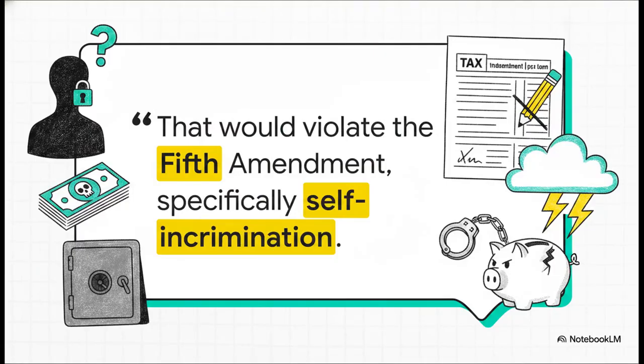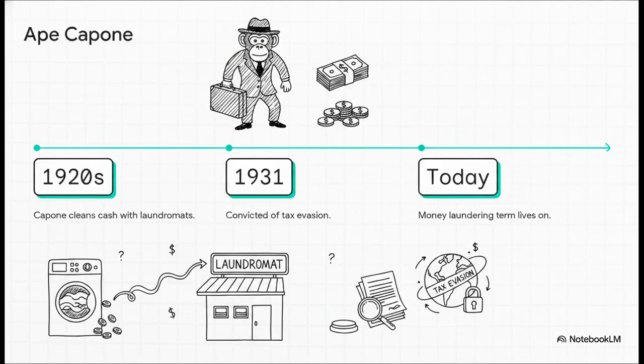So, the crucial point is, the reason the law is structured this way comes down to the Fifth Amendment of the U.S. Constitution, which protects citizens against self-incrimination. The government literally cannot force you to confess to a crime on a tax form. However, lying about your income or trying to hide it altogether, that is tax evasion, and that will land you in serious trouble.